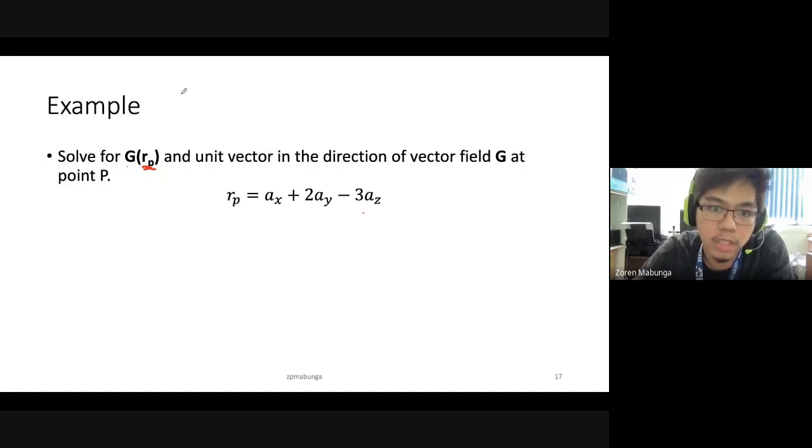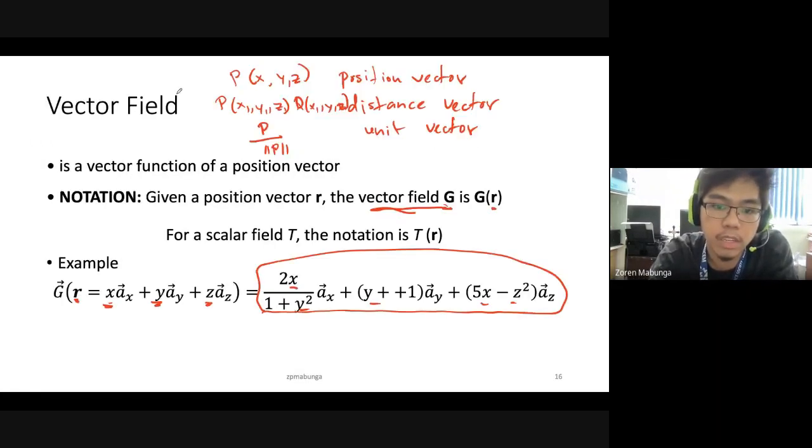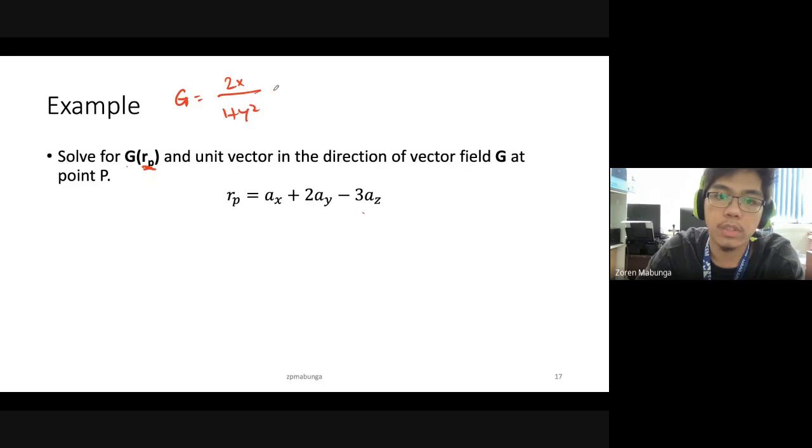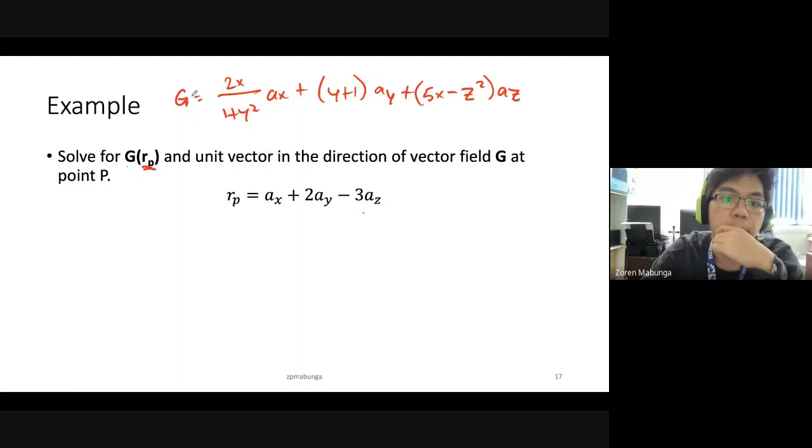Yung isang given pa dyan, yung nandito sa kabilang slide. Sulat ko dito. So, G is 2x over 1 plus y squared ax plus y plus 1 ay plus 5x minus z squared az. So, ito pa yung isang given. Yung vector field daw natin is given by this equation.